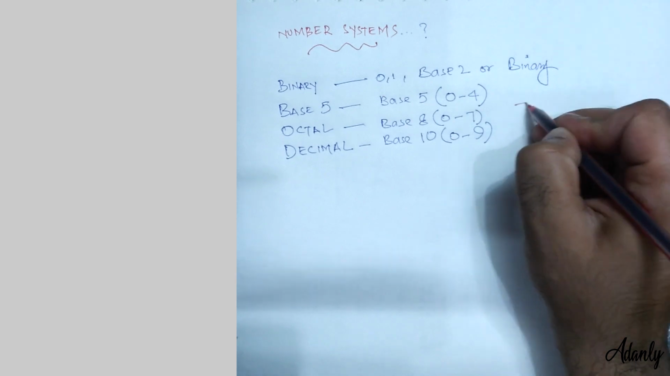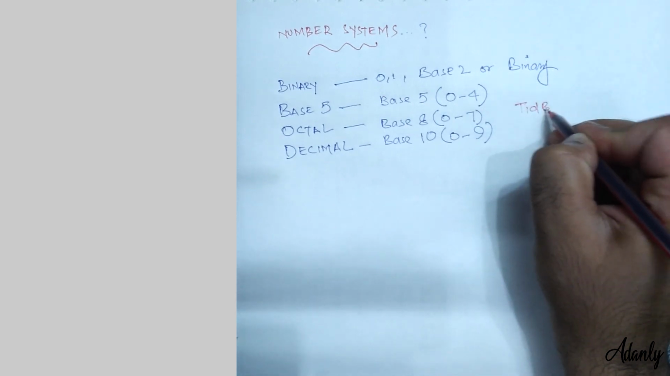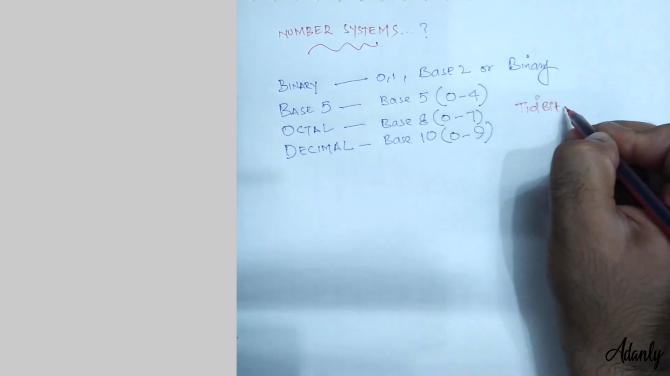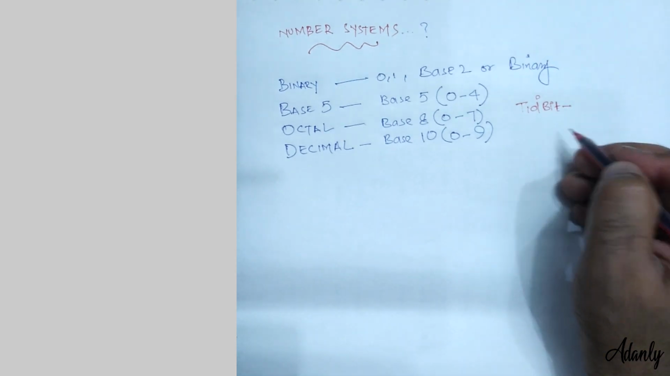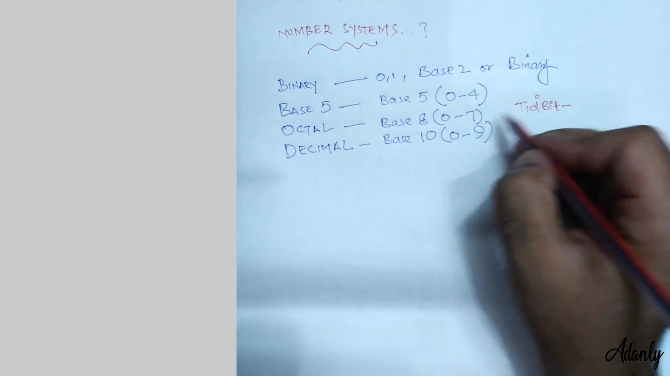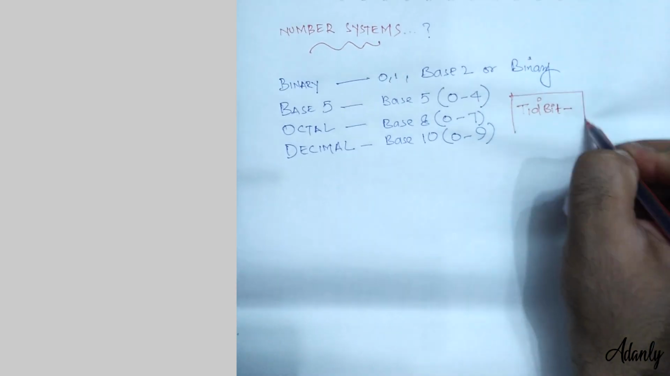Well, here is a tidbit for you. The tidbit is how we differentiate between a number and a numeral. If you know the answer, write in the comment section below.